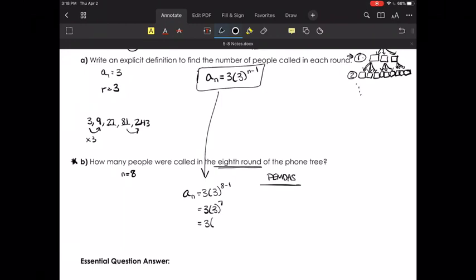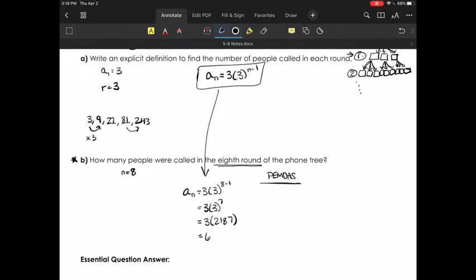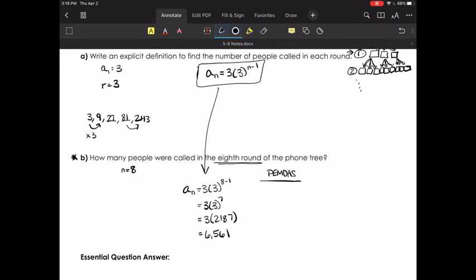So I have 3 times 3 to the 7th. So you would plug 3 to the 7th into your calculator, which should give you 2,187. Then you just got to multiply those together. Let me do that real quick. And it should give you 6,561. So that means in that 8th round, 6,561 people were called. So you can see how this could be very effective when you're talking about a call tree. Not so effective when you're talking about spreading a disease. So there you have it.